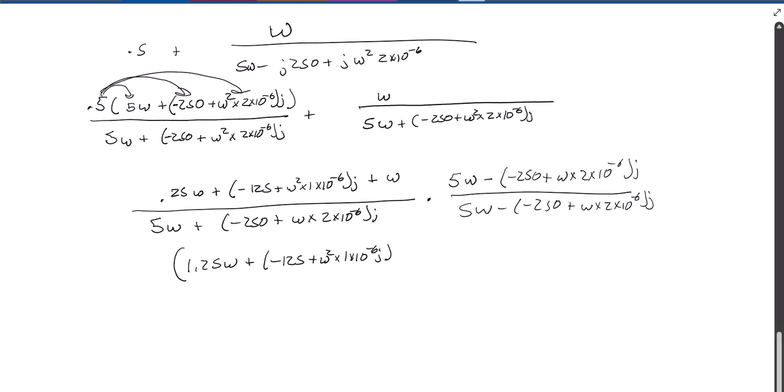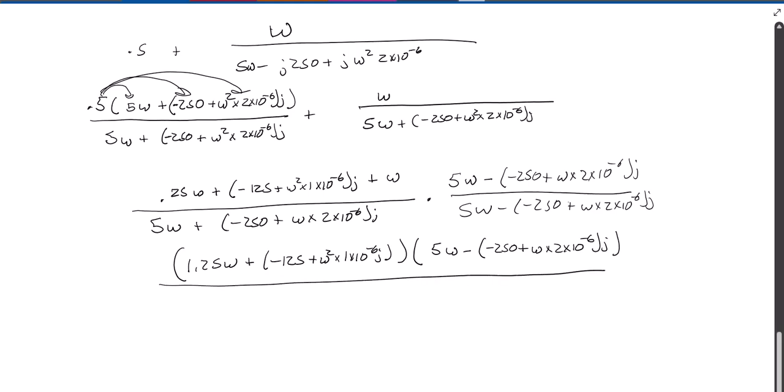I have that times 5 omega minus negative 250 plus omega times 2 times 10 to the negative 6 j. And all of that is going to be over something real. So what it is, we don't need to calculate it, but it would be 25 omega squared, so it's the first thing squared plus the second thing squared. And that's what that is.